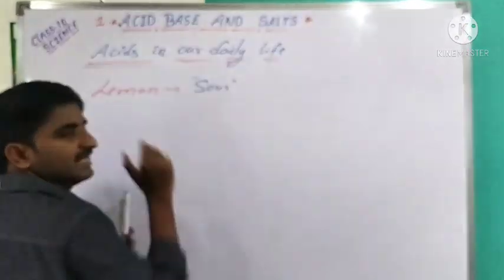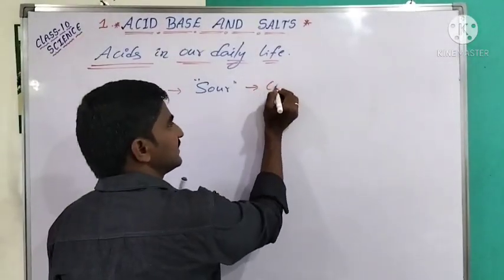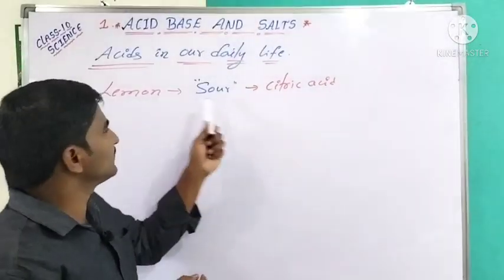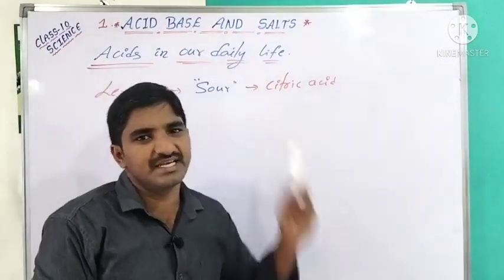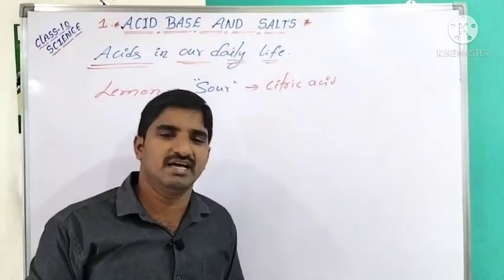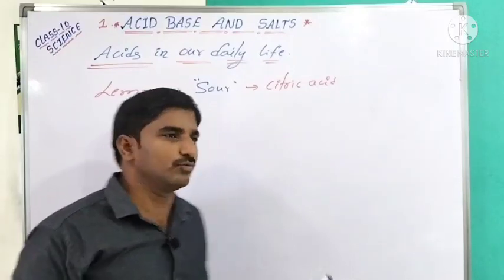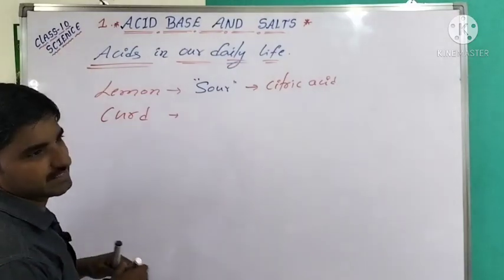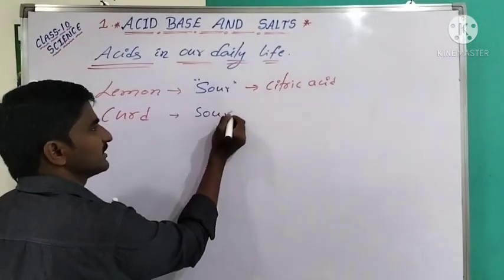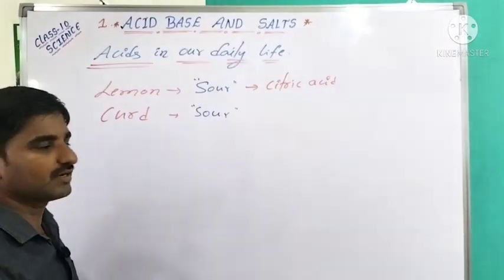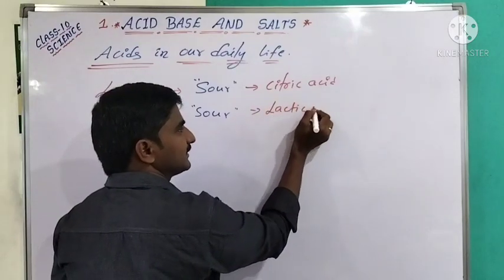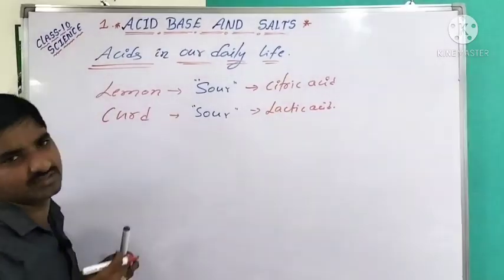Why is this? This lemon consists of citric acid. Citric acid is present. Just taste your lemon to identify the sour taste; that is called citrus. This is a familiar fruit. Next, a familiar substance in daily life that everyone uses in their home is curd. Curd is also sour in taste. Which type of acid is present? The curd consists of lactic acid. Lactic acid is present.